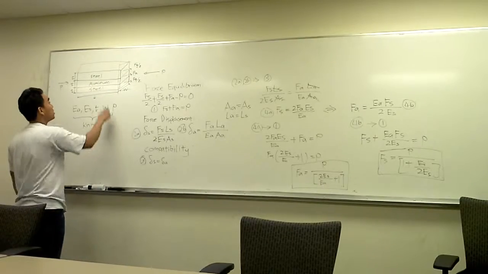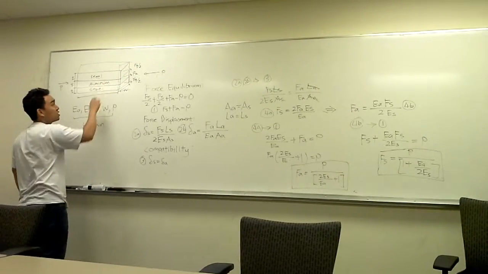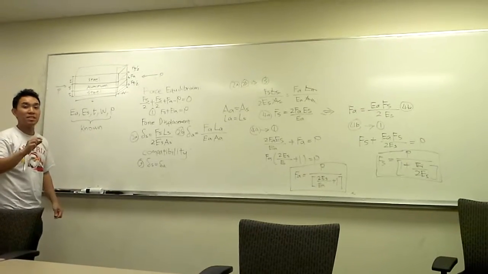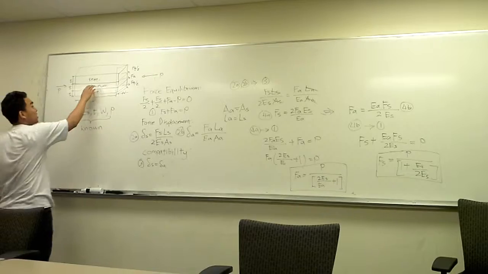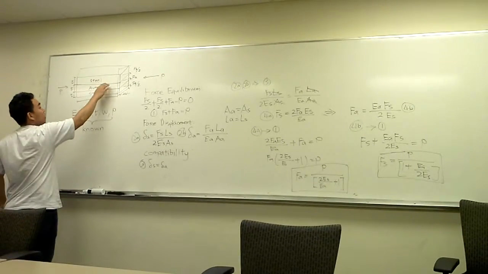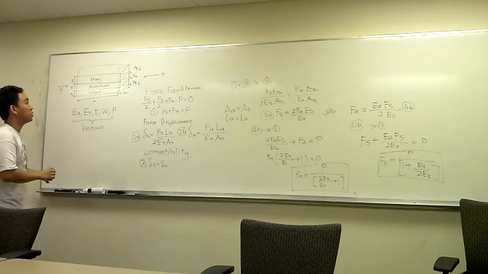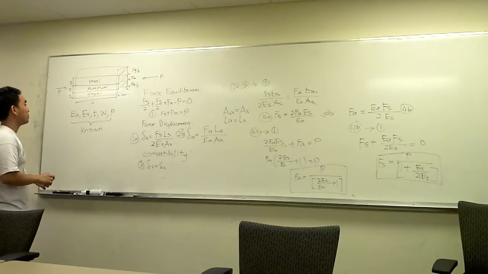The second condition is that in between steel and aluminum, the interface over here actually has a tiny gap. If there is no gap, there would be extra shear stress along this interface, so we don't want that, as it would overcomplicate this problem.